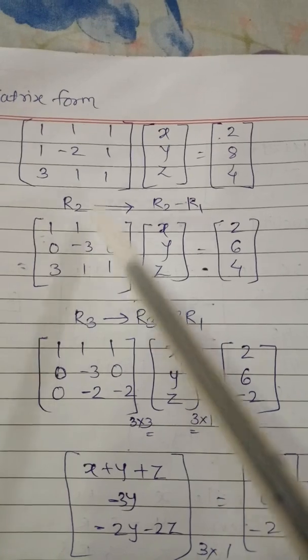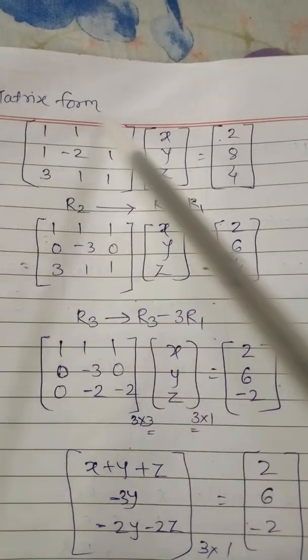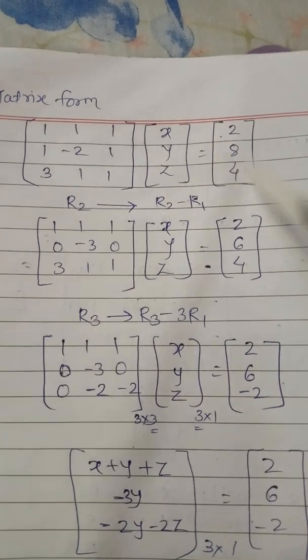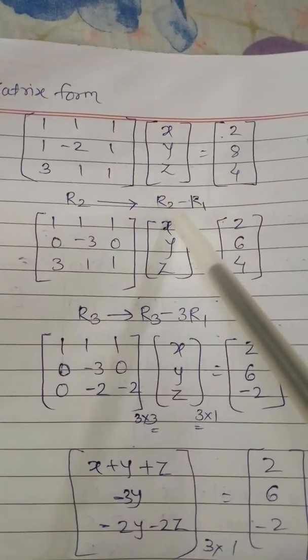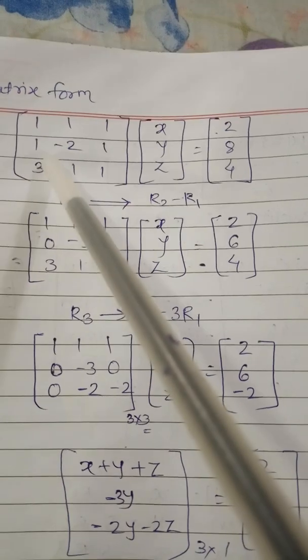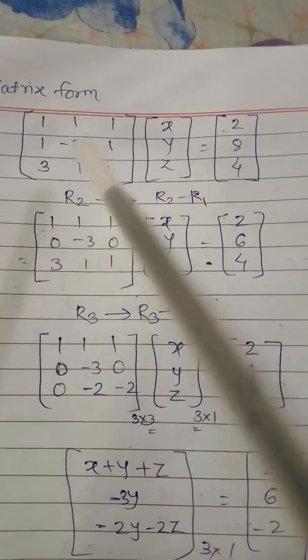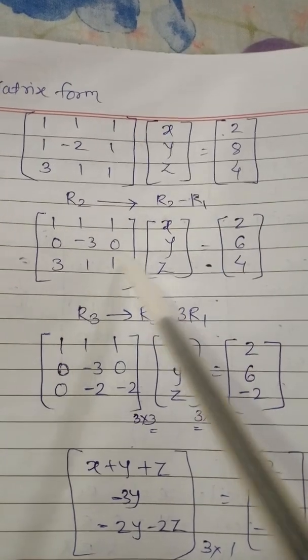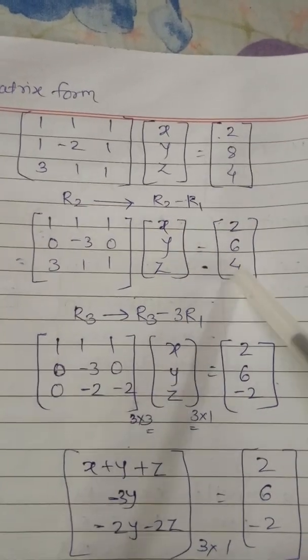So for the change in R2, we have to write down R1 and R3 first as they are. Here also R1 and R3 as they are. Now we have to take the subtraction of these two. So R2 minus R1: 1 minus 1 is 0, minus 2 minus 1 is minus 3, again 1 minus 1 is 0. Here also 8 minus 2 is 6.